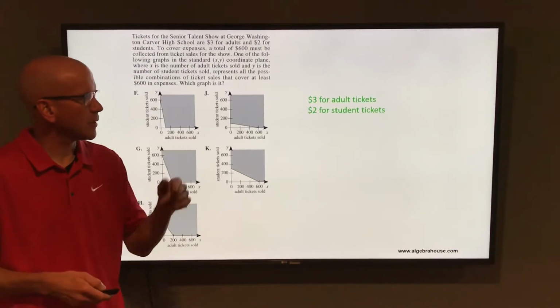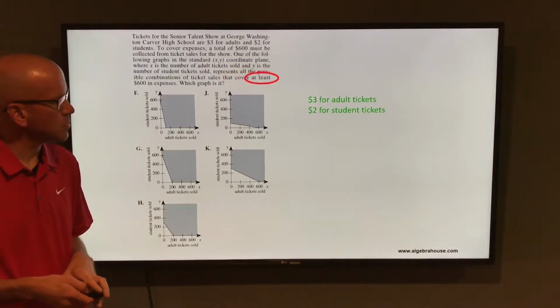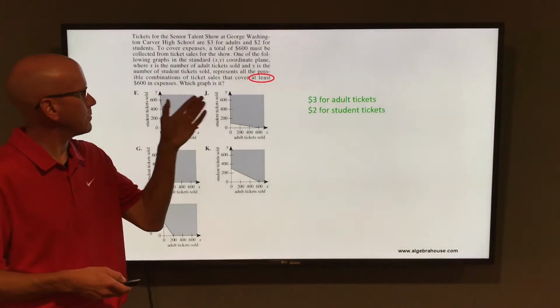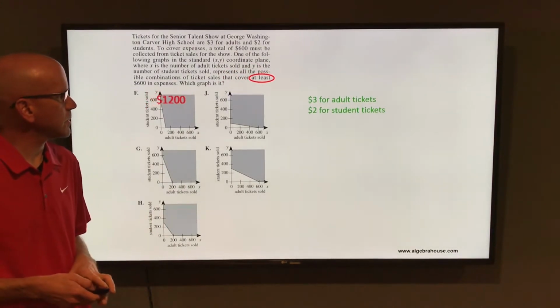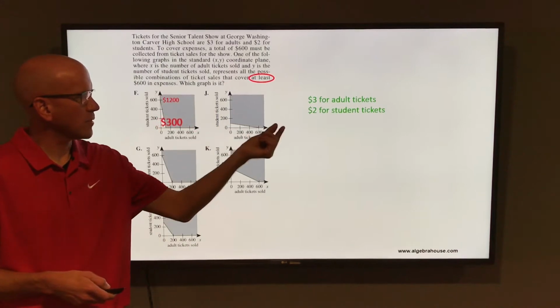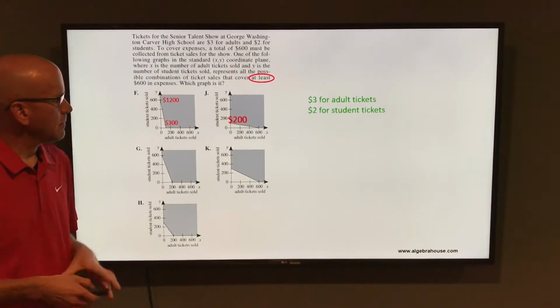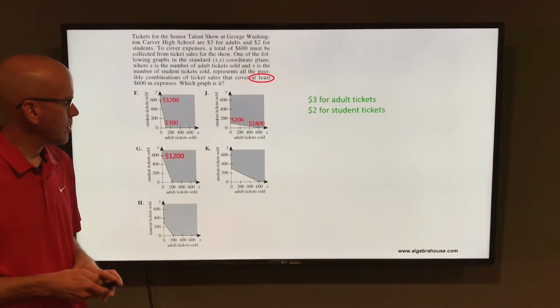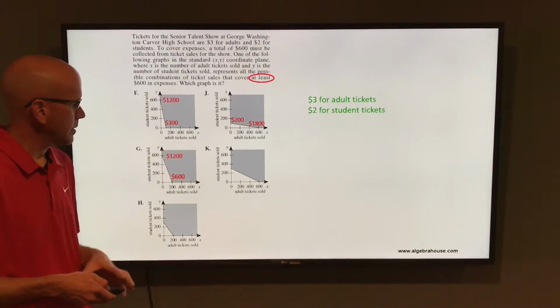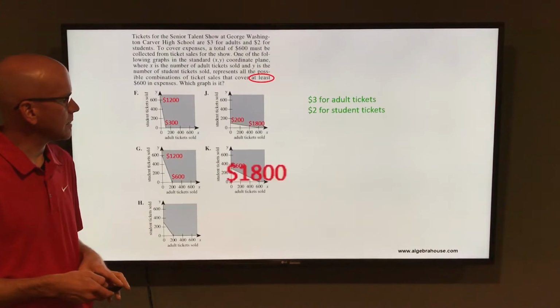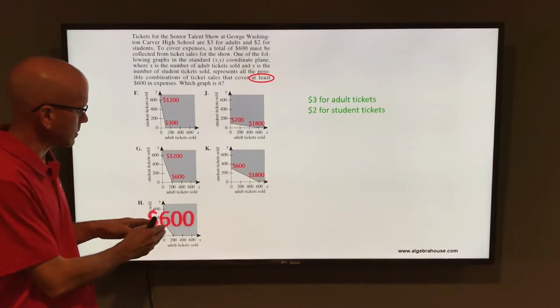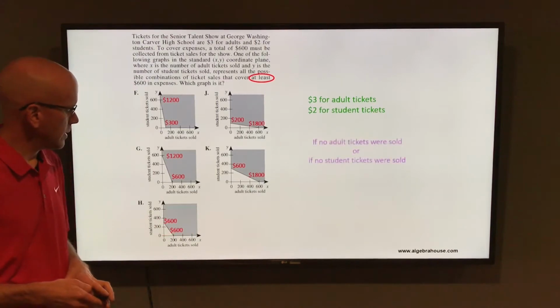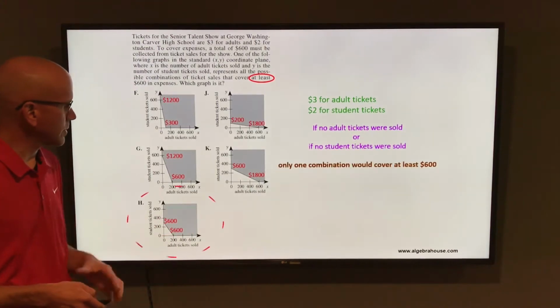Well, it's $3 for adult tickets, $2 for student tickets. You need to cover at least $600 in expenses. And if you look at all these, $3 for adults, $2 for students, the only setup where you're covering at least $600 would be this down here, letter H, because that is a setup where, no matter how many tickets are sold, you're always covering at least $600 in sales. So the correct answer is letter H.